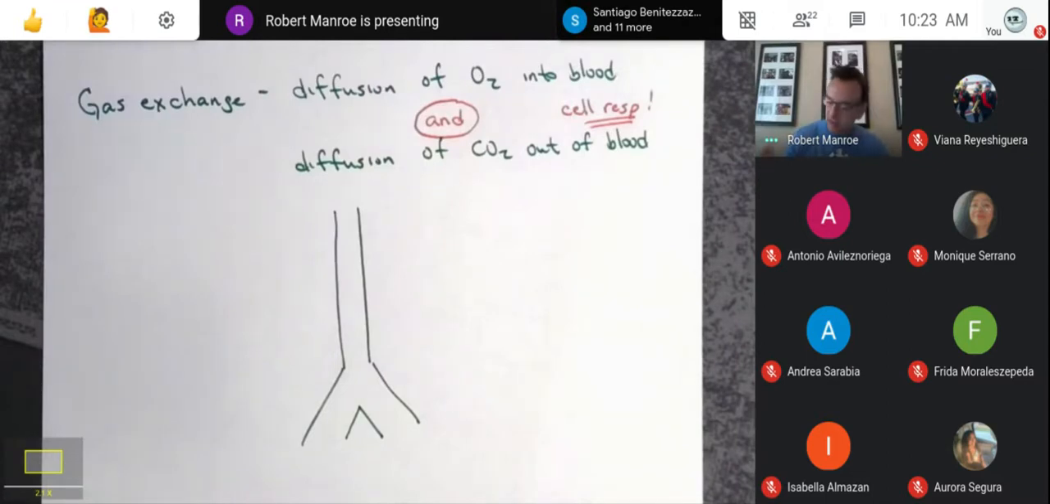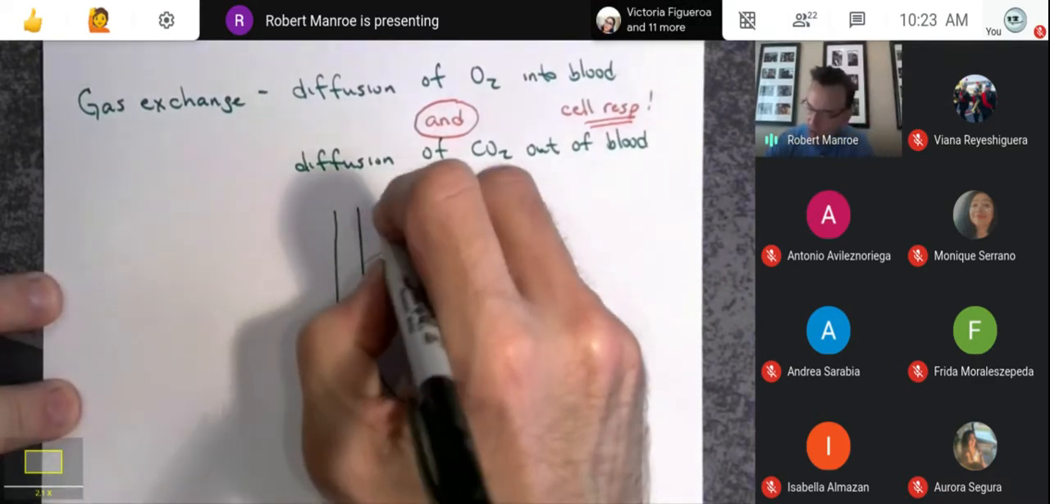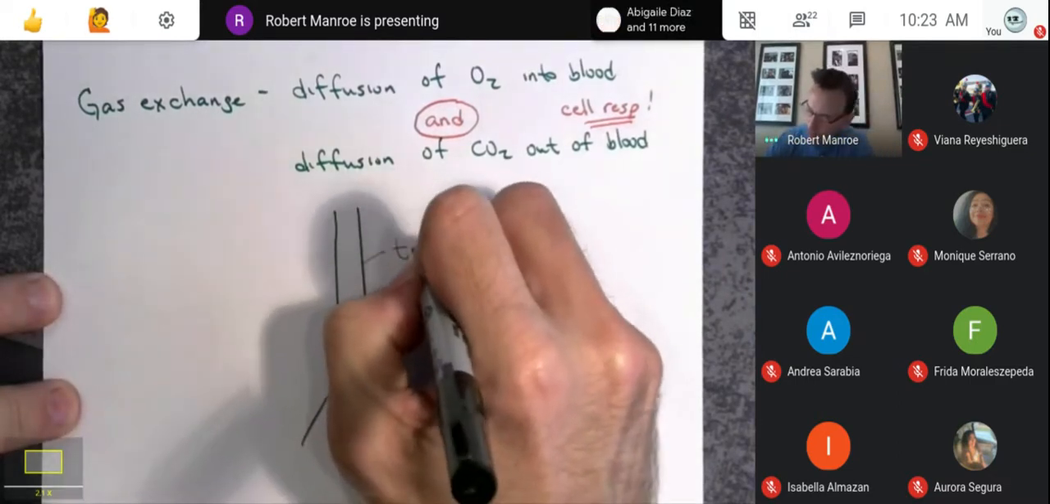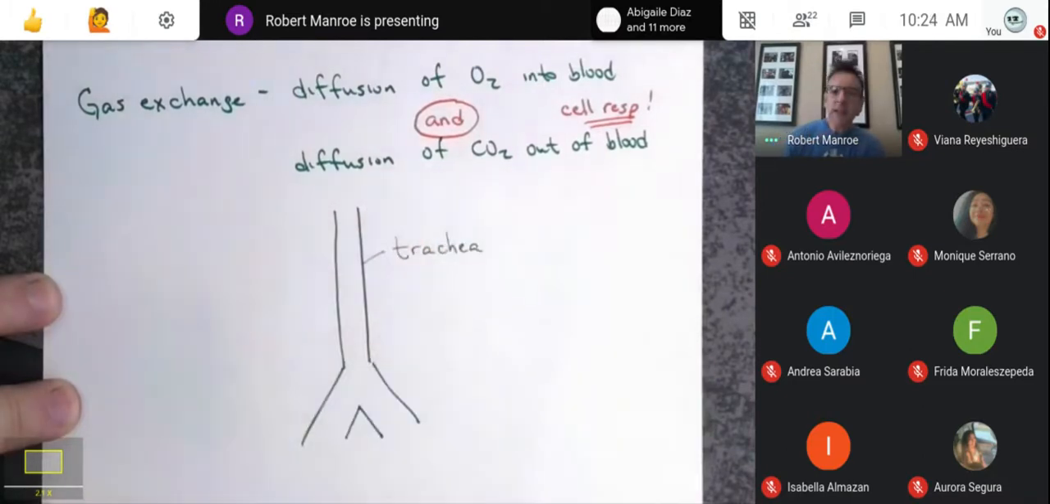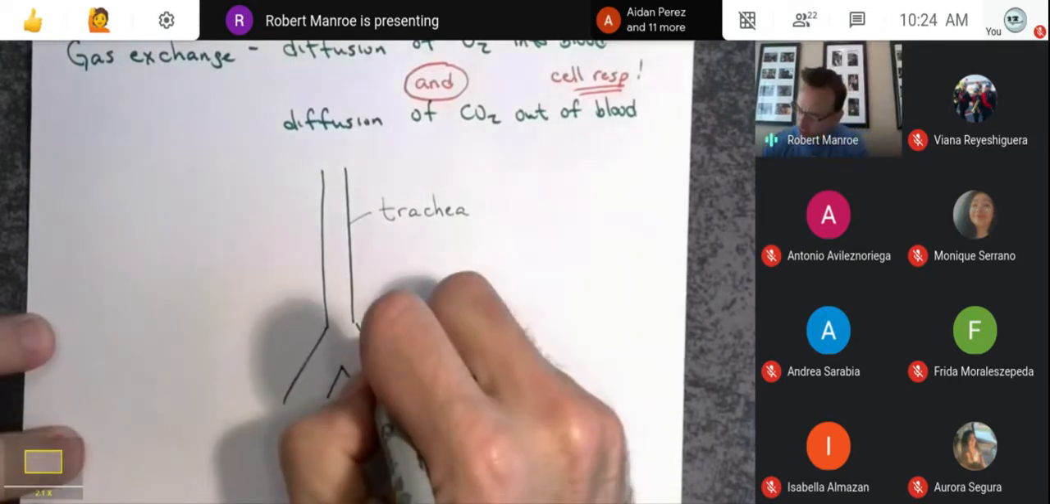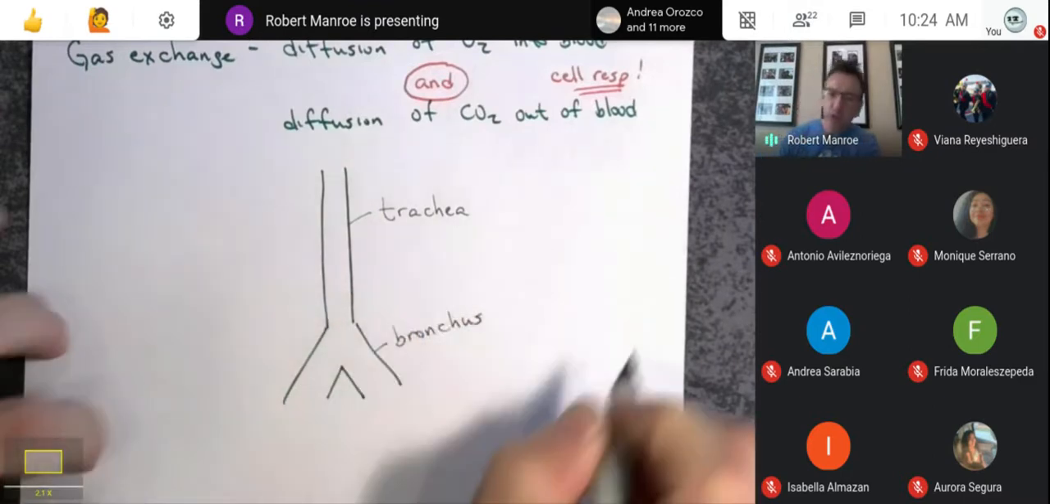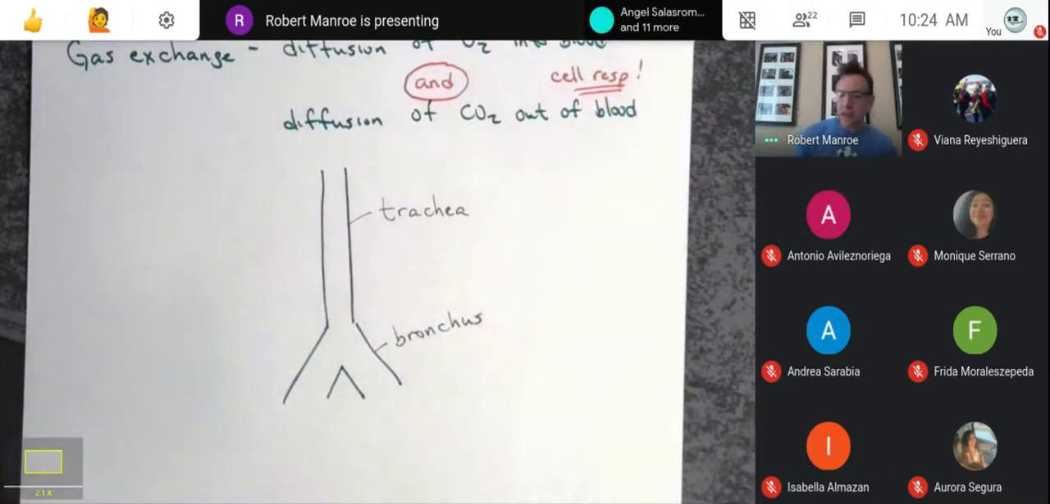So let's get a different pen. There we go. So this is that front tube called the trachea. And then this tube then goes down and splits into two smaller tubes called bronchus individually. Plural is bronchi.